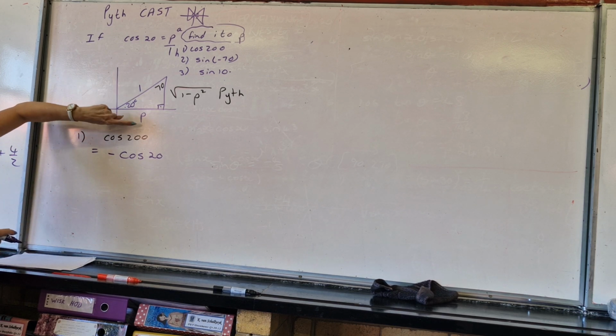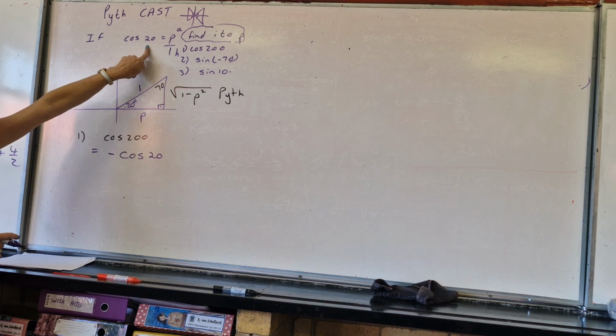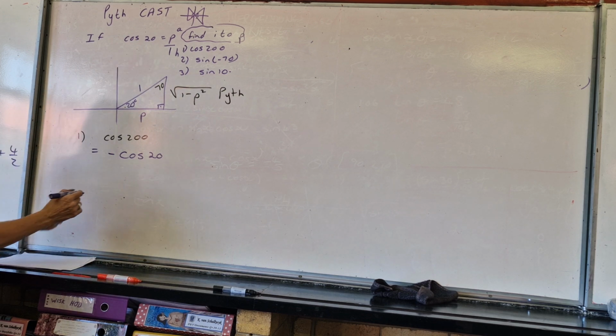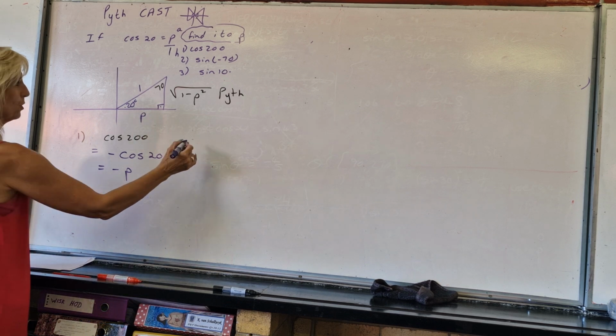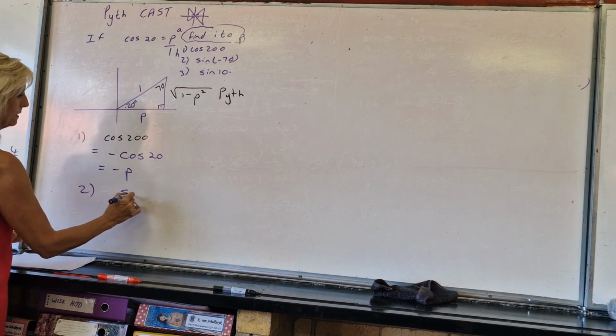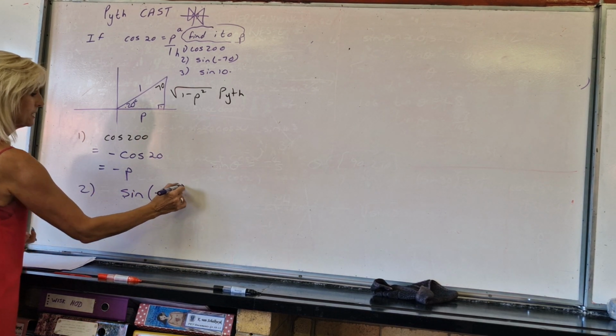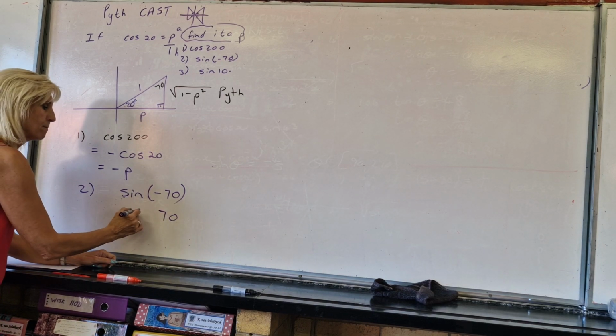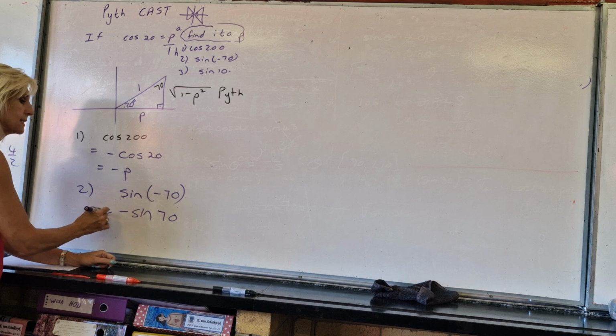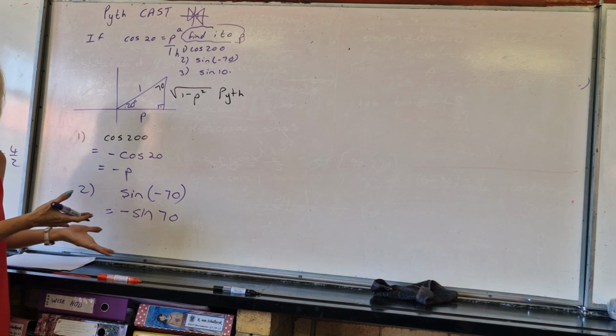Cos 20 is adjacent over hypotenuse, well you could have read it over there, cos 20 is p. So the answer is minus p. So the second one would be, if I asked you for sin negative 70: the negative angle becomes a positive, and the ratio is negative except for cos, and it's not cos, so.